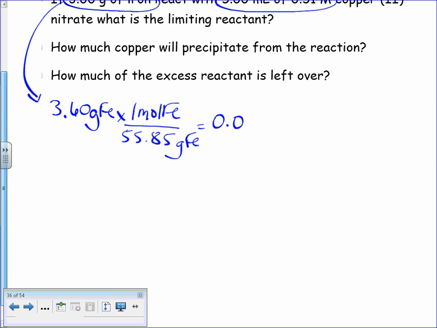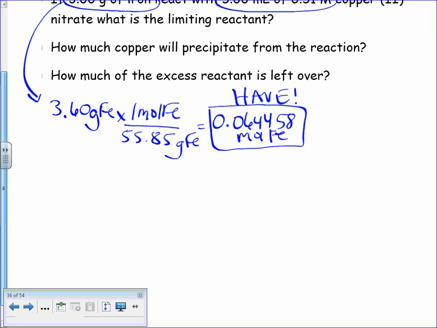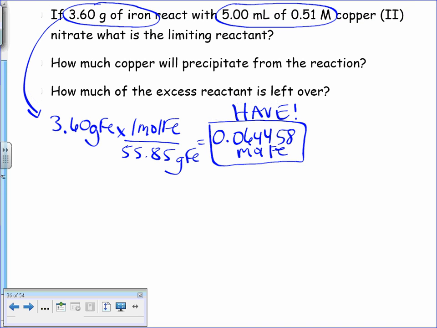0.0644. I'm gonna go 5.8 just to hold it out a little bit so that I don't have any rounding error. Moles of iron. Square that little guy off, and this is literally how much you have of that reactant. It says that you have that many grams, that's how many moles you have of it. So write have up there, because I'm gonna refer to this as the have-need method, so this is why.